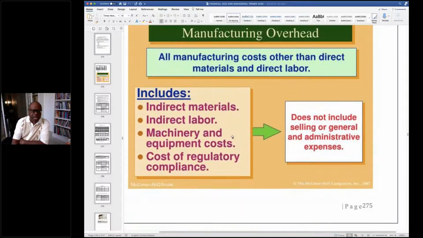And we talked about manufacturing overhead. These are the indirect costs, indirect materials, indirect labor, things that we cannot tie directly to the product, but they've got to be included in the cost.